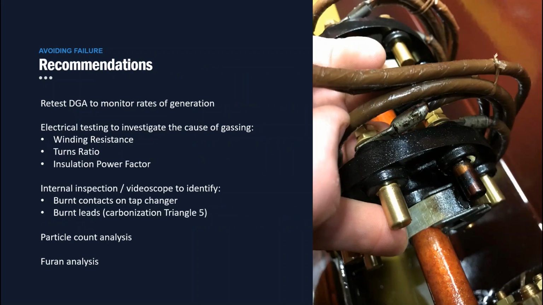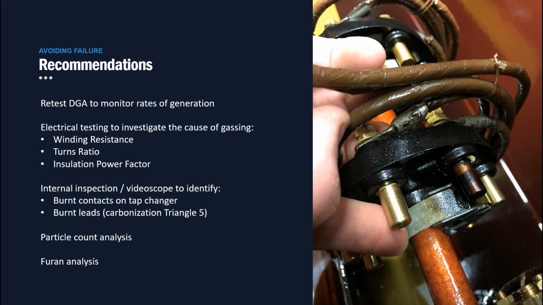So I reviewed the oil analysis data for the asset manager, and these were my recommendations. To do more frequent dissolved gas analysis, to monitor the rates of generation, to do electrical testing, to investigate the cause of gassing, to do an internal inspection when possible, to look for problems such as burnt contacts on the tap changer. Also to do some other oil testing, including furan testing, to evaluate the condition of the paper or changes in the condition of the paper.